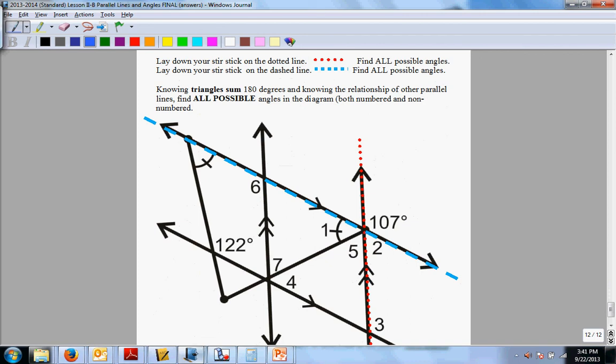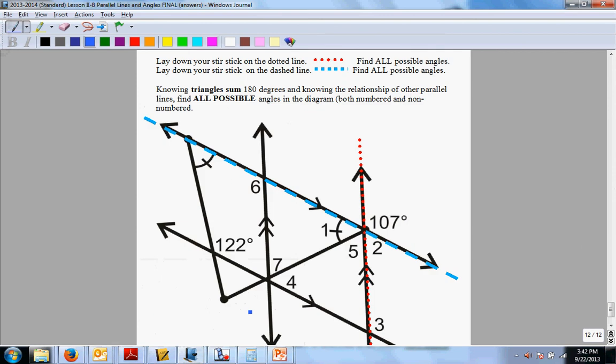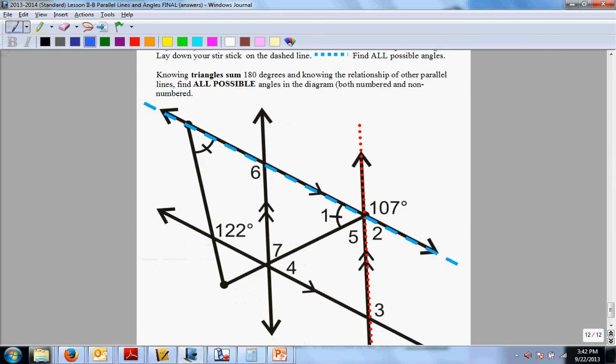Okay, once again, keep this right underneath your nose. You should be very familiar with alt in, alt x, corresponding, same side in. Also remember vertical angles and supplementary. And one other thing you should watch out for is the fact that triangles add up to 180 degrees.